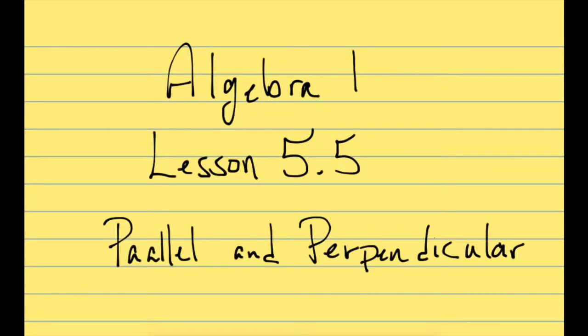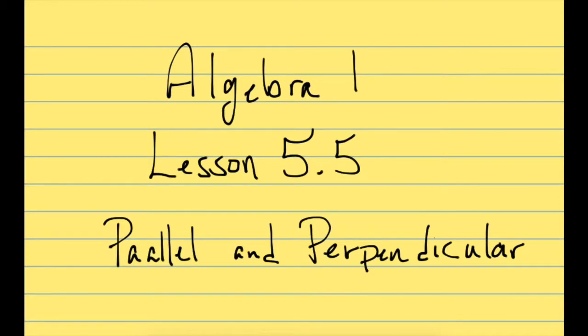Today we're writing equations of parallel and perpendicular lines. Now the key thing we need to understand about parallel and perpendicular lines is that parallel lines always have the same slope. Perpendicular lines have slopes that are opposite reciprocals of each other.